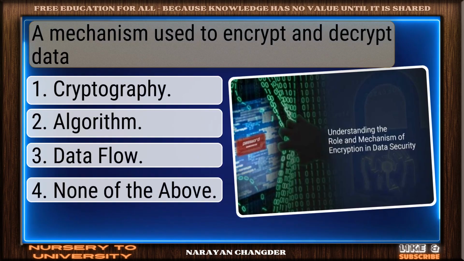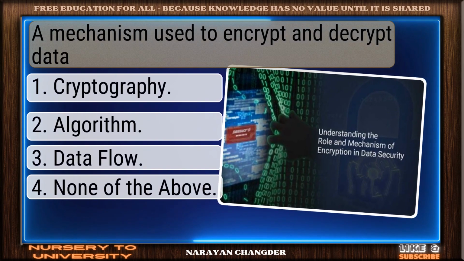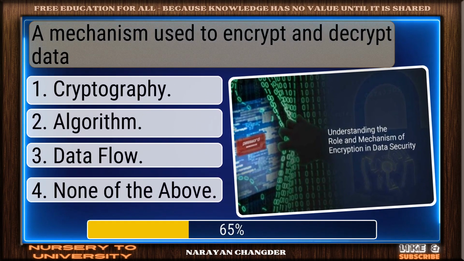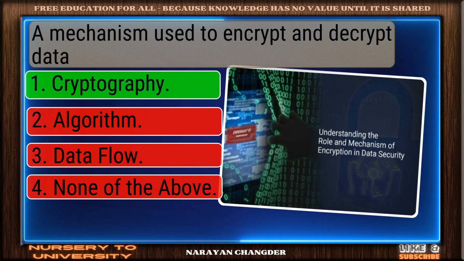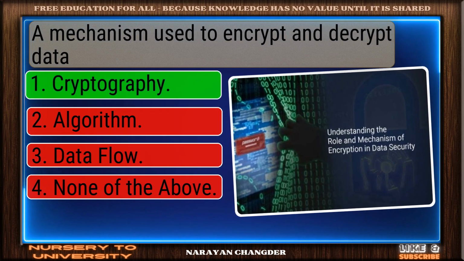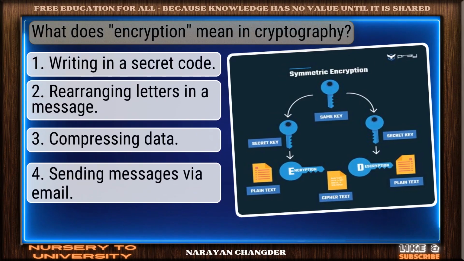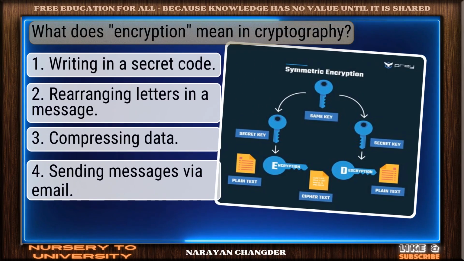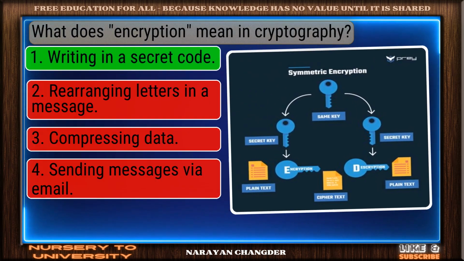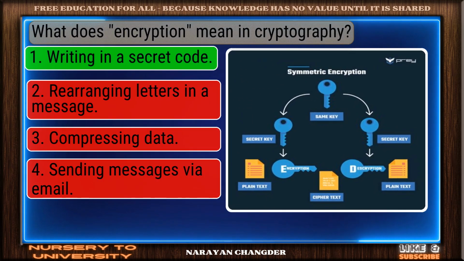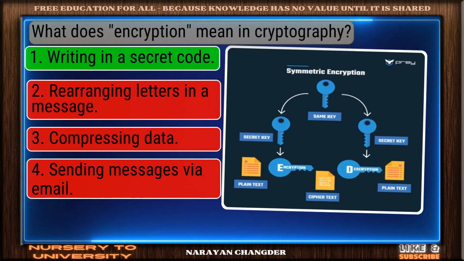Question number 58. A mechanism used to encrypt and decrypt data. Well reasoned. Cryptography is the correct choice. Question number 59. What does encryption mean in cryptography? Smart pick. Writing in a secret code is the correct choice.